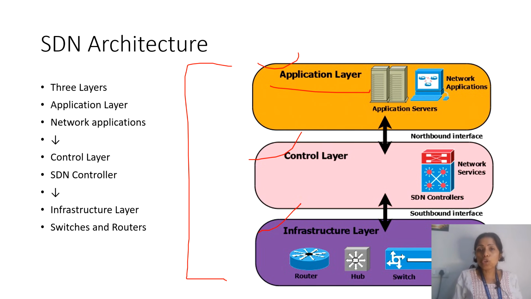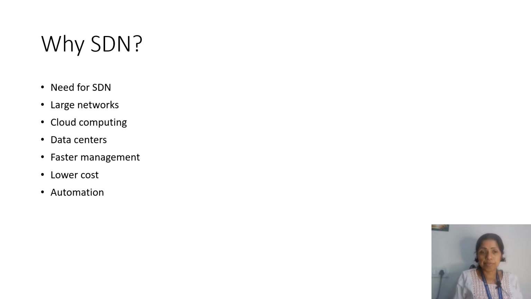The communication between the controller and the application layer is called the northbound interface, and the communication between the control layer and the infrastructure layer is called the southbound interface.